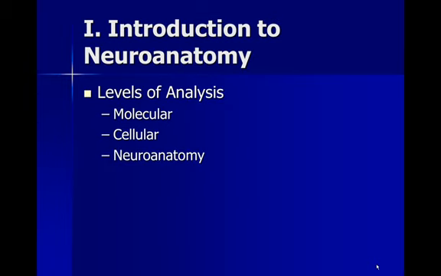Neuroanatomy would be our next level of analysis in which we can examine the brain and nervous systems based on their structures. So we can look at specific anatomical markers in the brain and see how those structures might relate to various behaviors. And we're going to talk a little bit about that in other lectures.